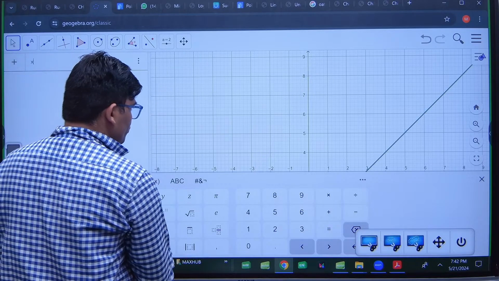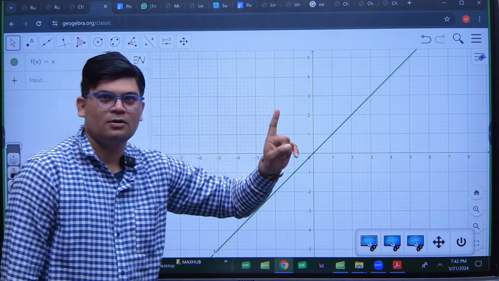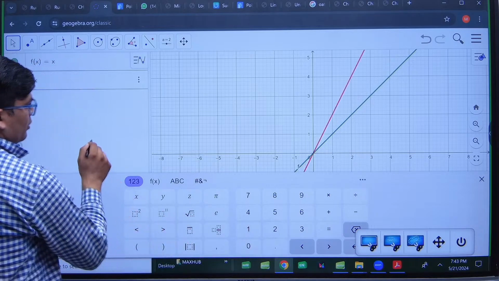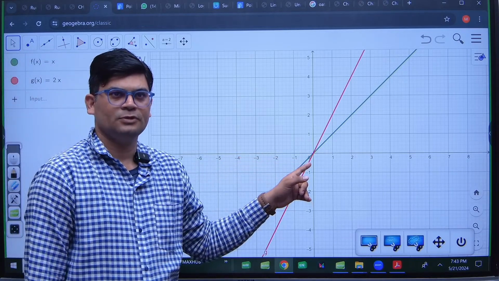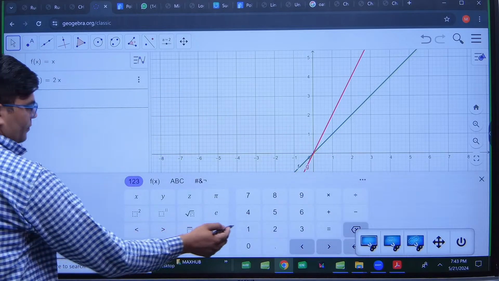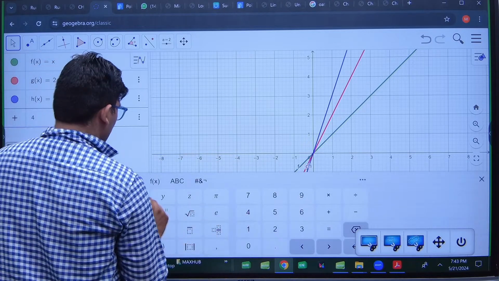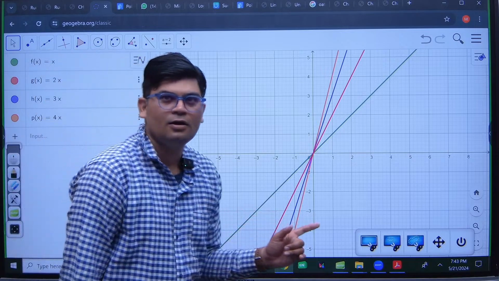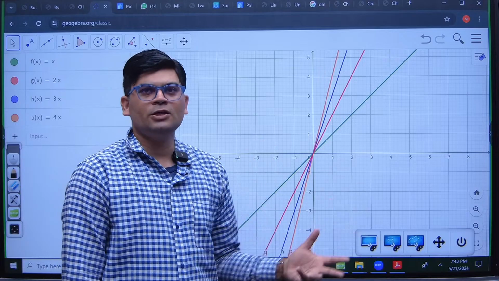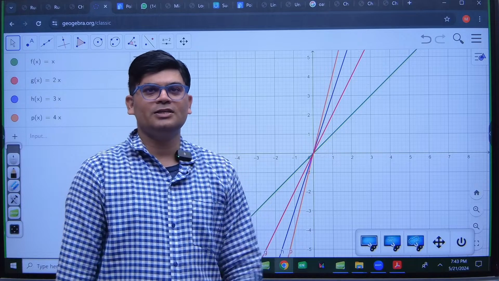The first line I am going to show is x. What is the slope of this line? 1. I am just changing the slope and you will find the line is intersecting. 2x, I change it to 2x. If I change the slope from 2 to 3, again it will be intersecting. If I change from 3 to 4, again it will be intersecting. But if I write any one of these slopes and add something to it, that means I am shifting the line, then that line will be parallel and will never intersect with that line.